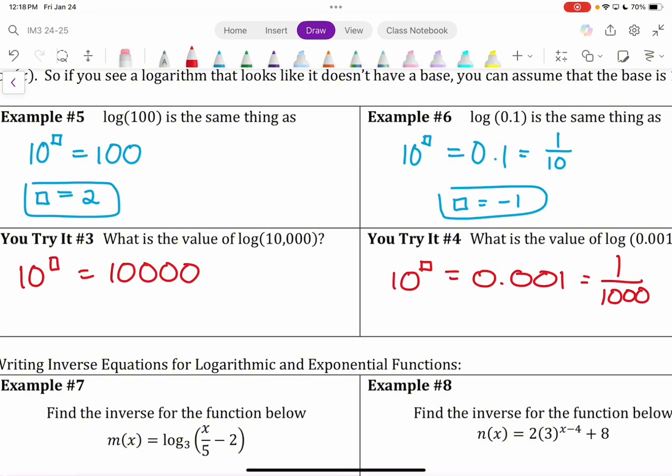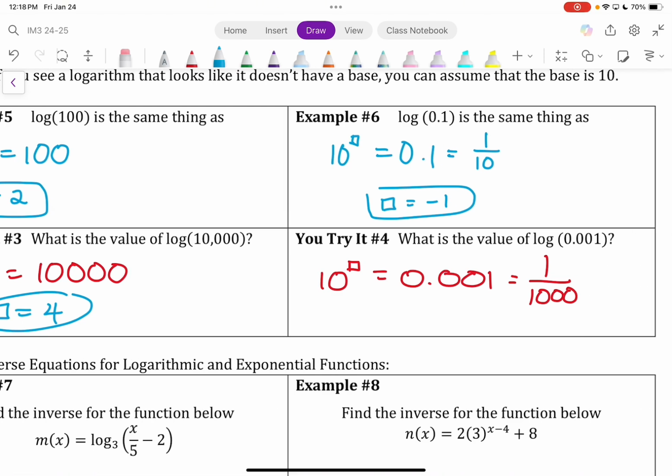But you try it. Number 3, 10 to the power of what gives you 10,000? Just count the number of zeros. 10 to the 4th power gives you 10,000. In example number 4, what is the value of log of 0.001? 0.001 is the equivalent of 1 over 1,000. So the box would need to equal -3 to make that happen.